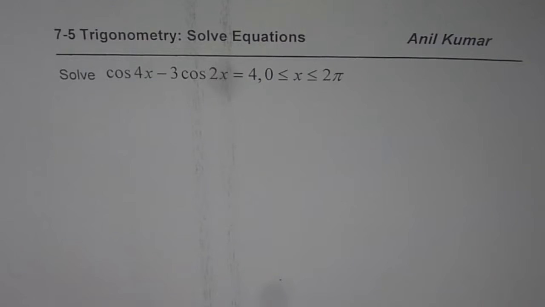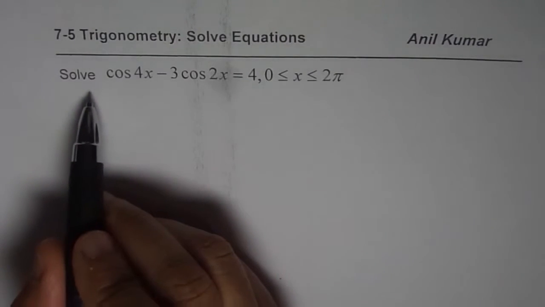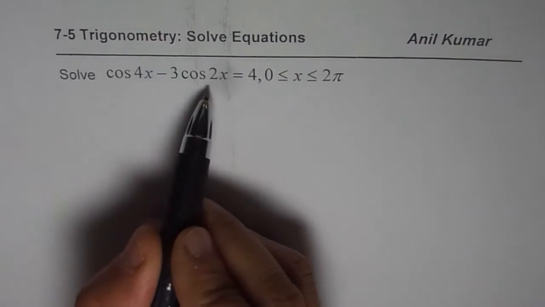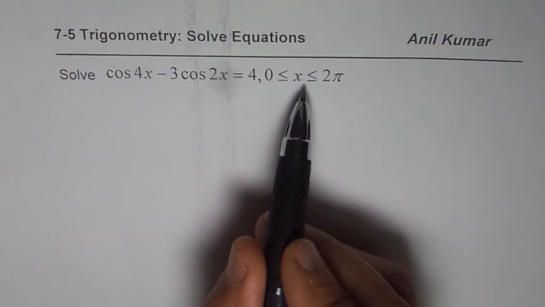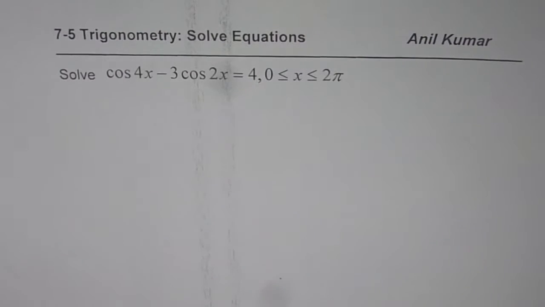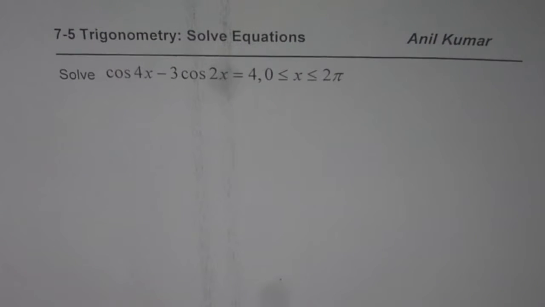Now here is an equation utilizing the double angle formula. We need to solve cos 4x minus 3 cos 2x equals 4, where x is between 0 and 2 pi. Take it as a review for the test. You can pause the video, answer the question, and then look into my suggestion. So let's solve it now.